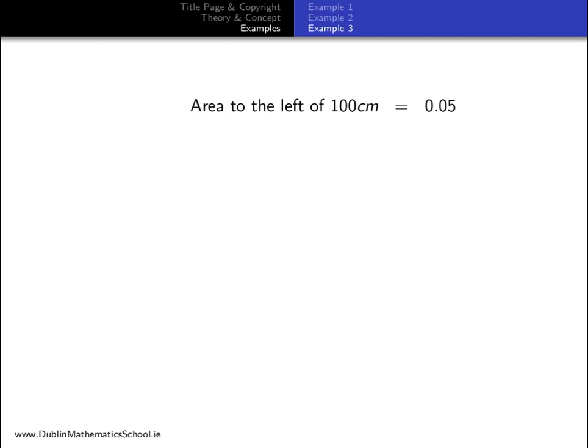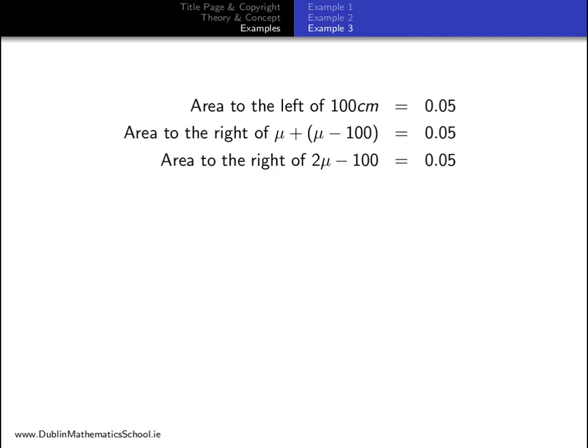Now, using the other piece of information, the area to the left of 100 centimeters is 0.05. Now, the distance between 100 centimeters and the center mu is mu minus 100. We take this point from the left tail and write it in the form of a right tail piece of information. So the same point on the right, symmetrically, will be mu plus mu minus 100. And the area to the right of this point is 0.05. That means the area to the right of 2 mu minus 100 is 0.05.